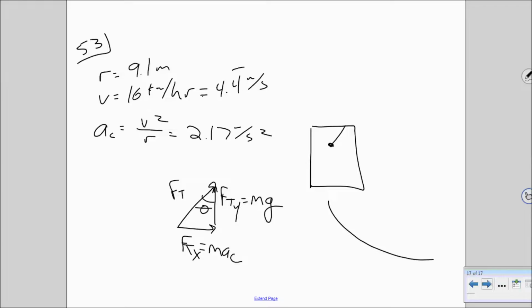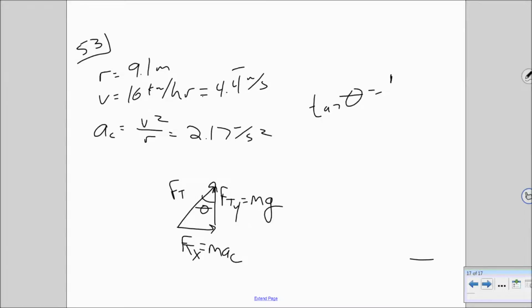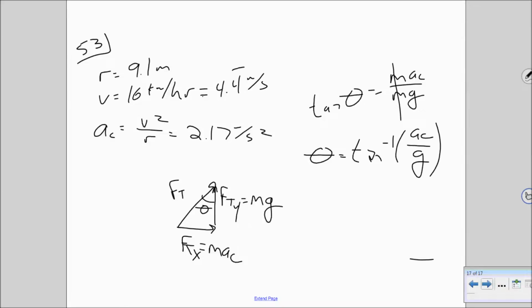All right. So let's see. We're trying to find that angle. I'm thinking about tangent because I know both of these sides, right? So the tangent of theta should be opposite over adjacent. Those cancel. So your angle is the inverse tangent of the centripetal acceleration over the acceleration of gravity. We know our acceleration, we know gravity. Good?